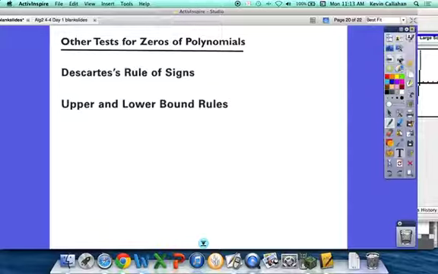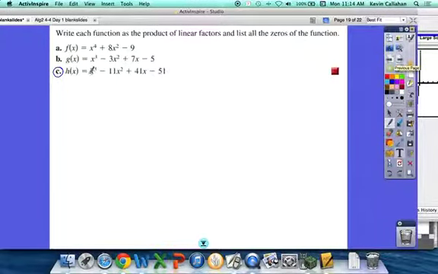One of them was called Descartes' rule of signs. It says the number of positive real zeros of f is either equal to the number of variations of sign of f of x or less than that by an even integer. For example, in this function, how many changes of sign do you see? Plus, minus, plus, minus. So that's 1 change, 2 changes, 3 changes. So the number of positive real zeros is either 3 or less by an even number, 1. That's what Descartes' rule of signs says.